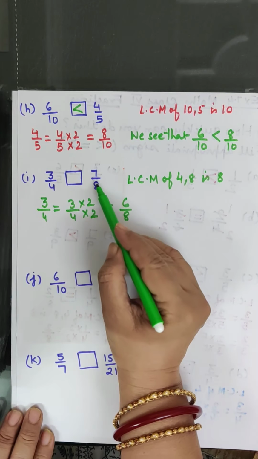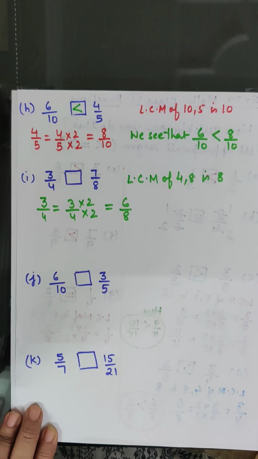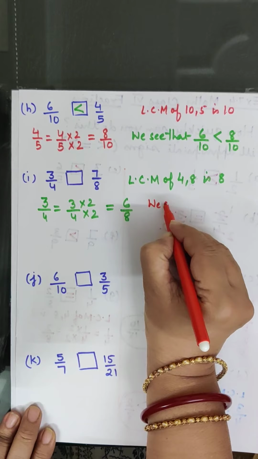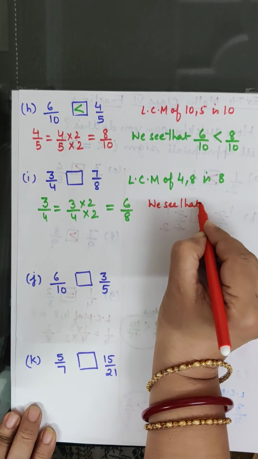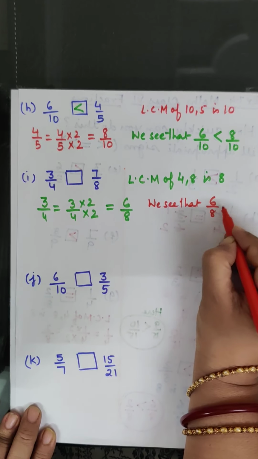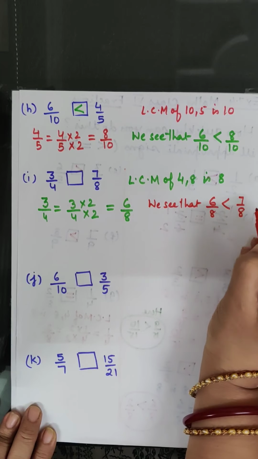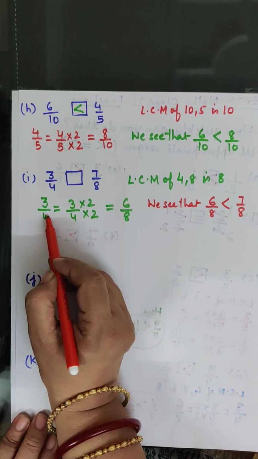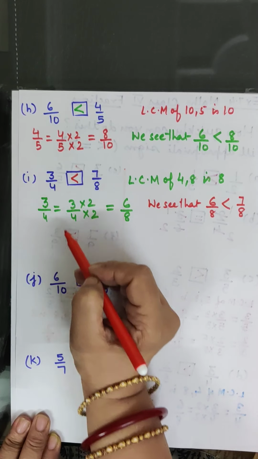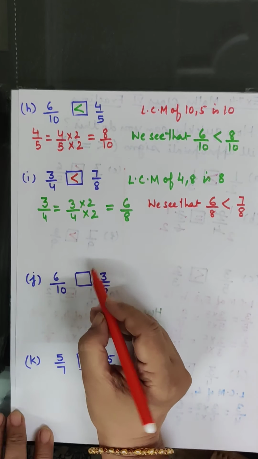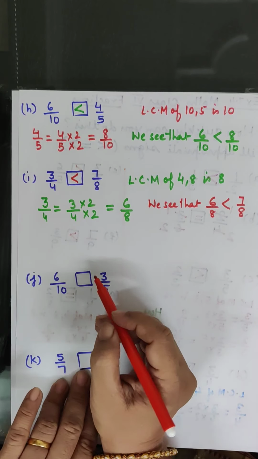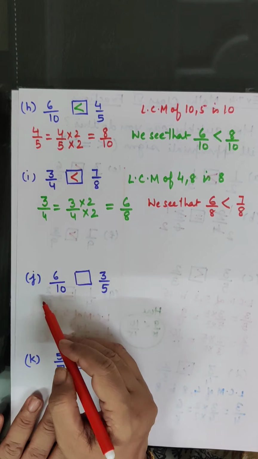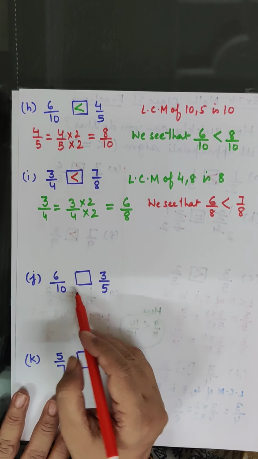Now you compare 6 upon 8 and 7 upon 8. We see that 6 upon 8 is smaller than 7 upon 8. But from where this 6 upon 8 came? It came from 3 upon 4. It means 3 upon 4 is smaller than 7 upon 8. Alright. Now we come to J part. J part is again an unlike fraction.